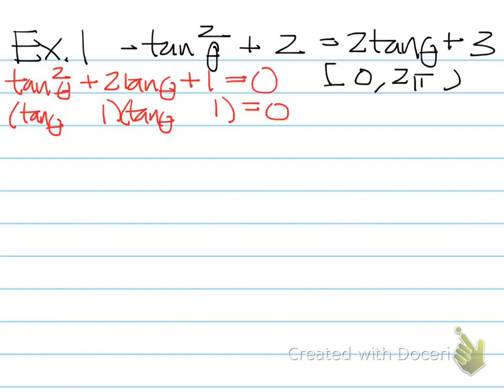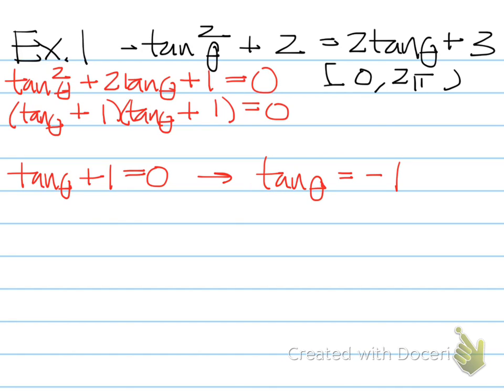And the constant term is positive, so that tells us that both the signs are the same. The middle term is positive, that tells us that both signs are positive. And so we just set each one of those equal to 0. Since it's a double root, we can just set one of those factors equal to 0. We get tangent theta plus 1 equals 0. So when we subtract 1 from both sides, we get tangent theta equals -1.